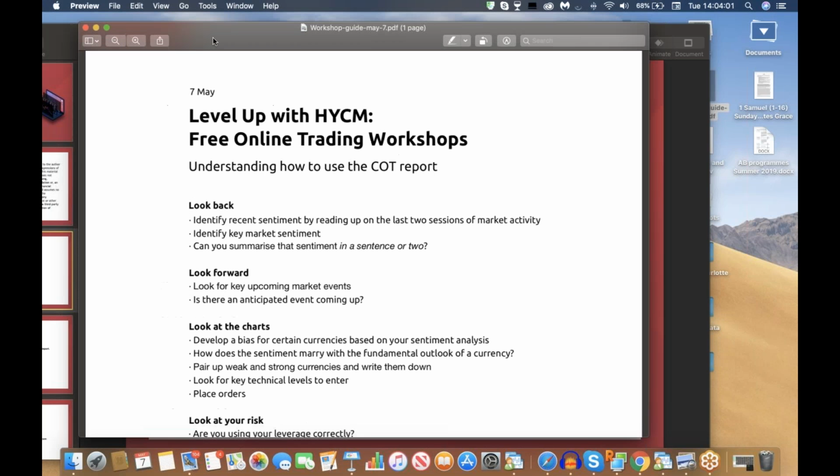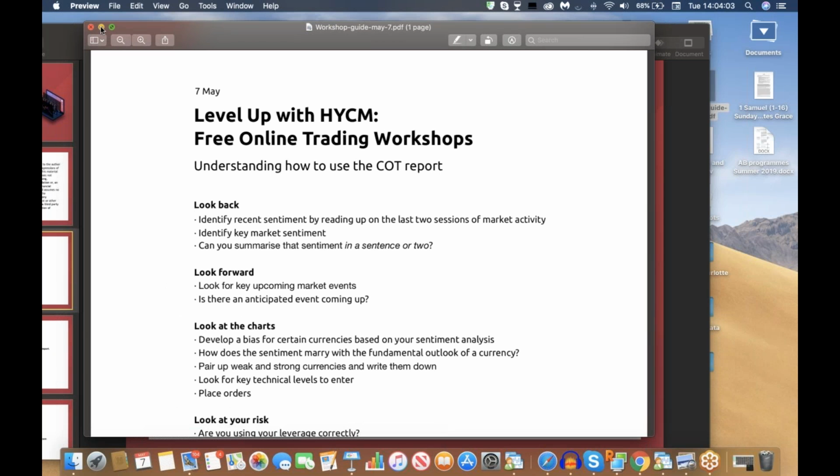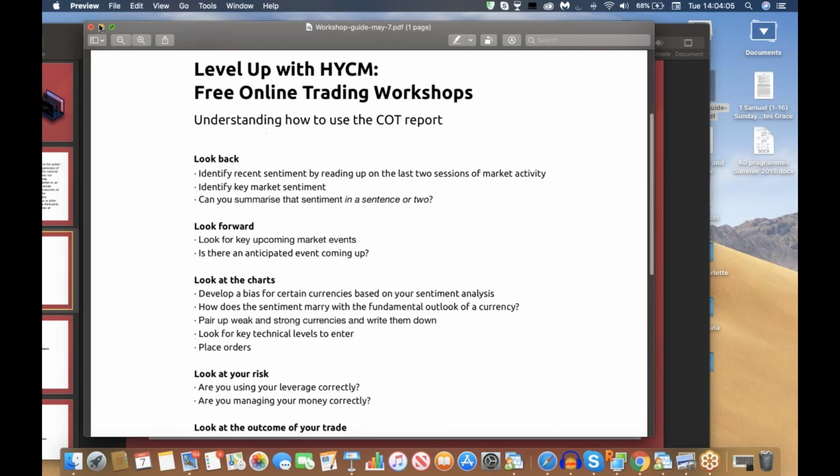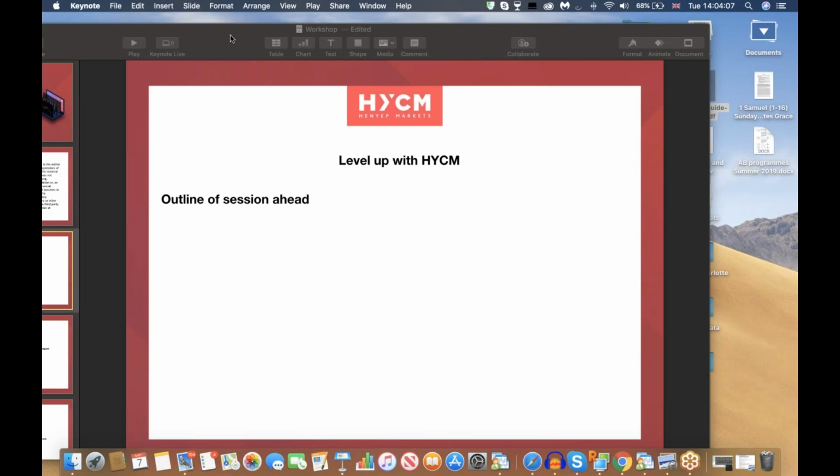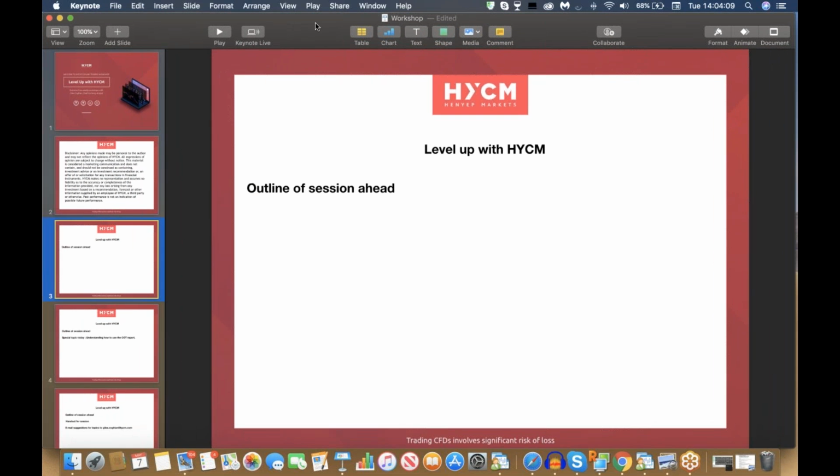Keep it up, print it out, use it, and this is the template we'll be looking at today, as per usual for the workshops. We try to keep it the same because we can learn when we do things in a repetitive way, and we can learn how to do it for ourselves.